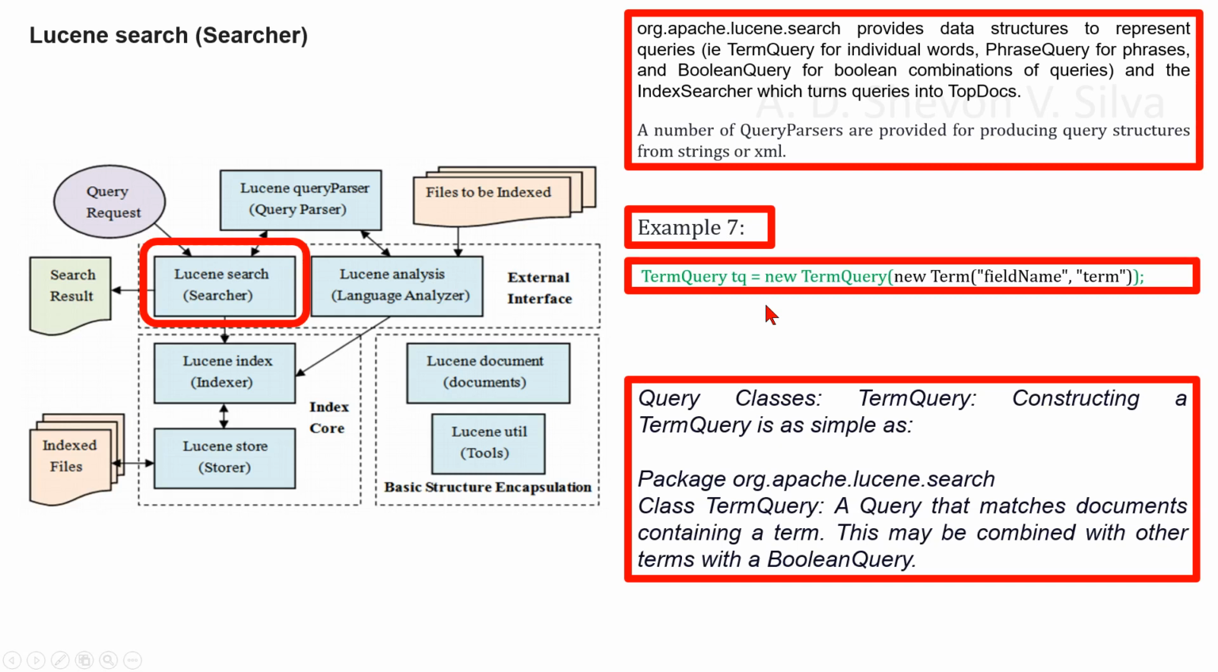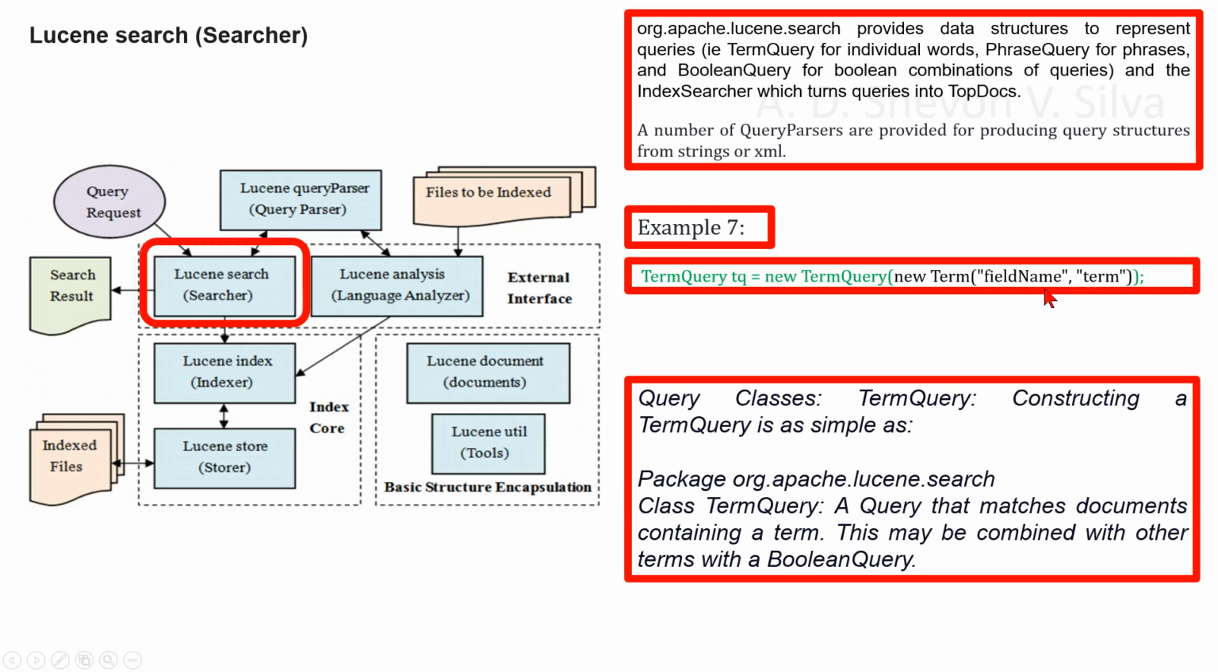Now we are considering term query in query classes. Constructing a term query is as simple as this, and the class term query in package org.apache.lucene.search is a query that matches documents containing a term. This may be combined with other terms with the Boolean query. Of the various implementations of query, the term query is the easiest to understand and the most often used in applications. The term query matches all the documents that contain a specific term, which is a word that occurs in a certain field.